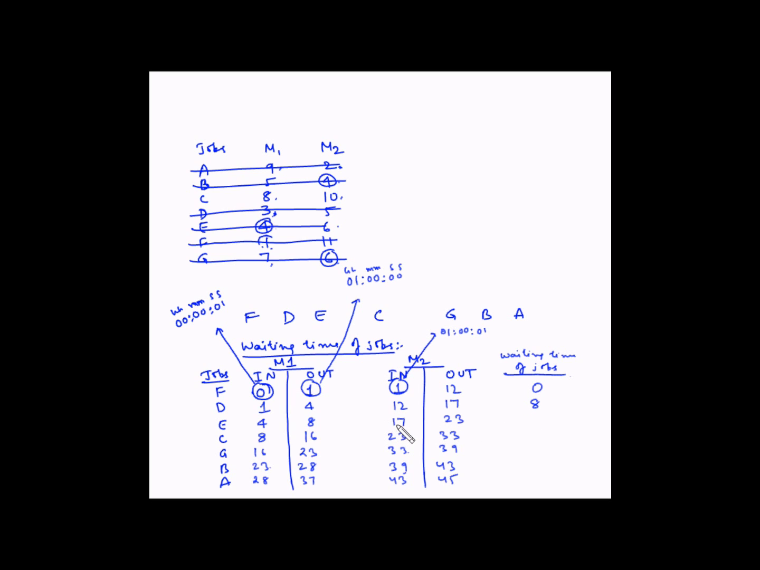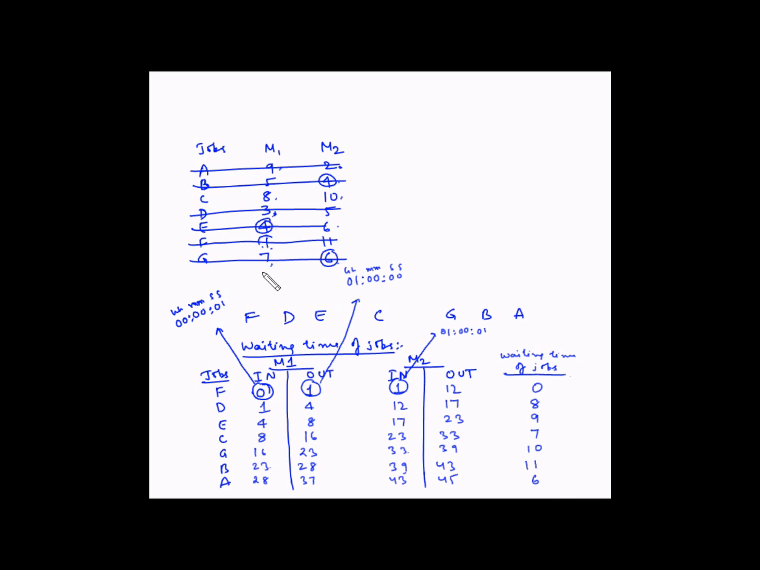For E, it is 17 minus 8, that is 9. For C, 23 minus 16, which is 7. For G, 33 minus 23, which is 10. For B, 39 minus 28, which is 11. And for A, 43 minus 37, which is 6.